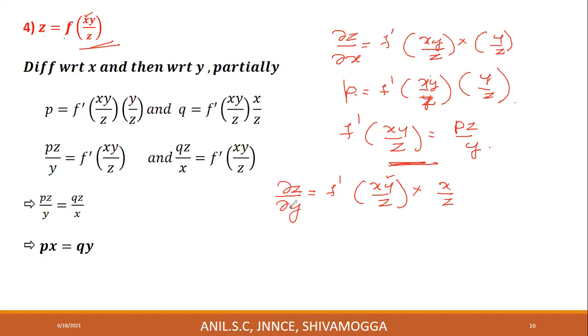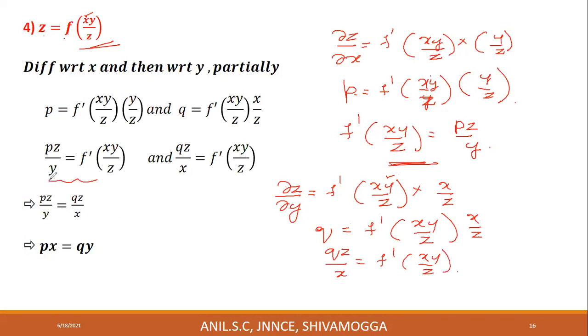Derivative of y partially with respect to y is 1. And we know that del z by del y is denoted by q. Q is equal to f dash xy divided by z into x by z. Therefore, z into q, qz divided by x is equal to f dash xy divided by z. These are the two equations we obtained, this equation and this equation.